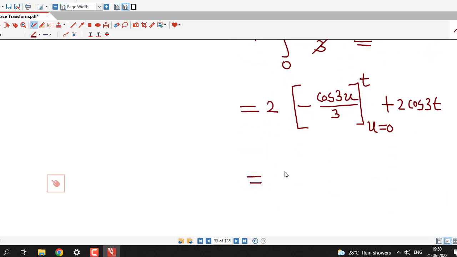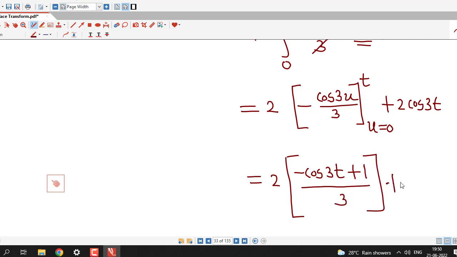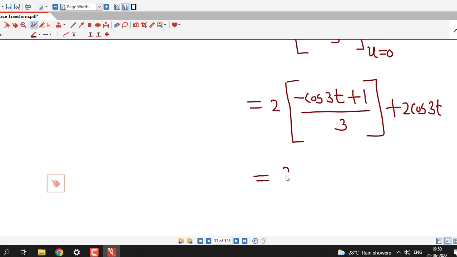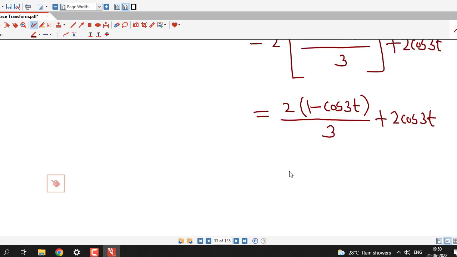And finally we have to put limits here. Upper limit is u equal to t. So first we take u equal to t, and we have minus cos 3t minus lower limit. So negative negative will be positive, and cos 0 is 1, and divided by 3 plus 2 times cos 3t. And this we can rewrite again as 2 into 1 minus cos 3t divided by 3 plus 2 into cos 3t.